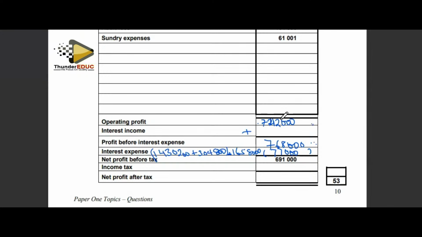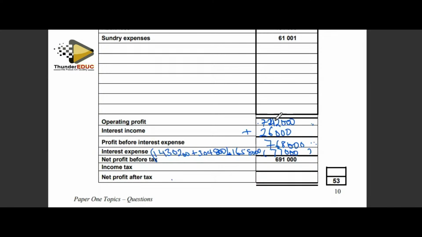So that one minus 742,000. I'm getting 26,000. Meaning the 26,000 is what was added to the 742,000 to determine this. Now, if you start from here and go down, you'll come back to the 691,000, which is profit before tax.